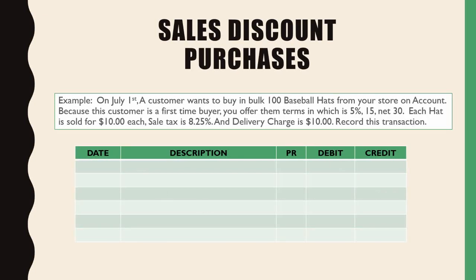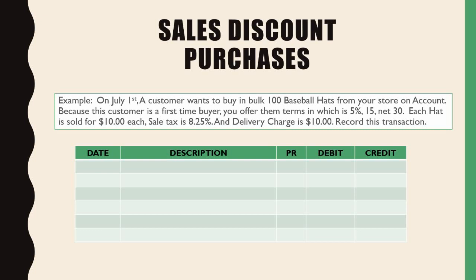So then let's go ahead and take a look at another scenario where we're making sales of someone purchasing in bulk on an account. So here on July 1st, a customer wants to buy in bulk 100 baseball hats from your store on an account. And because this customer is a first-time buyer, you're going to offer them terms, which is going to be 5/15, net 30.